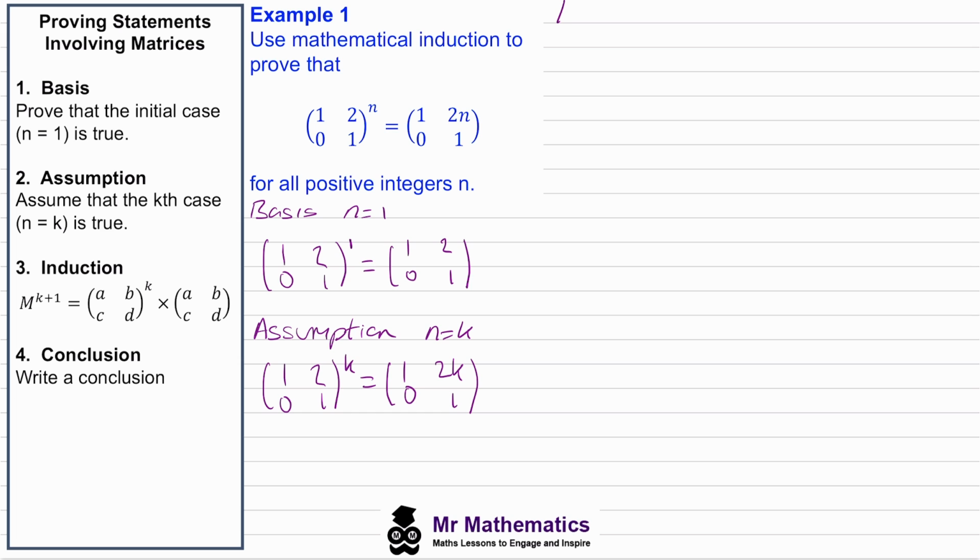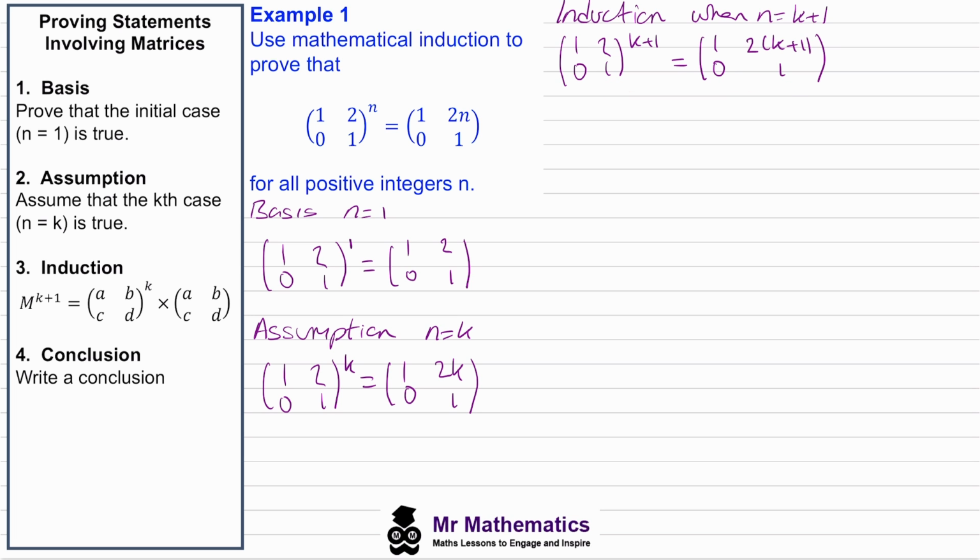And then for our induction stage, this is when we say n equals k plus 1. So if we substitute k plus 1 into here, we get 1, 0, 2, 1 to the power of k plus 1. If this holds true, it will be equal to 1, 0, 2 lots of n, which is k plus 1, and then 1. So this is like our aim. This is what we're trying to prove.